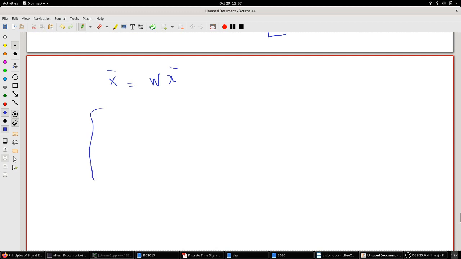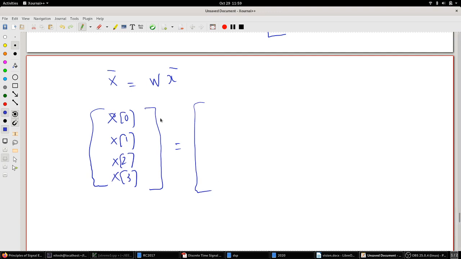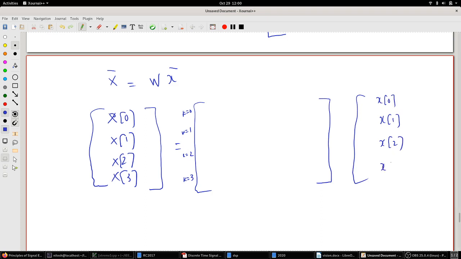So x bar here is capital X of 0, 1, 2 and 3. This is my x of 0, 1, 2 and 3. So this becomes equal to W matrix. So you know that k equal to 0 for this row, k equal to 1 for this row, k equal to 2 for this row and k equal to 3 for this row, right? And this matrix had to be multiplied with x of 0, x of 1, x of 2 and x of 3.